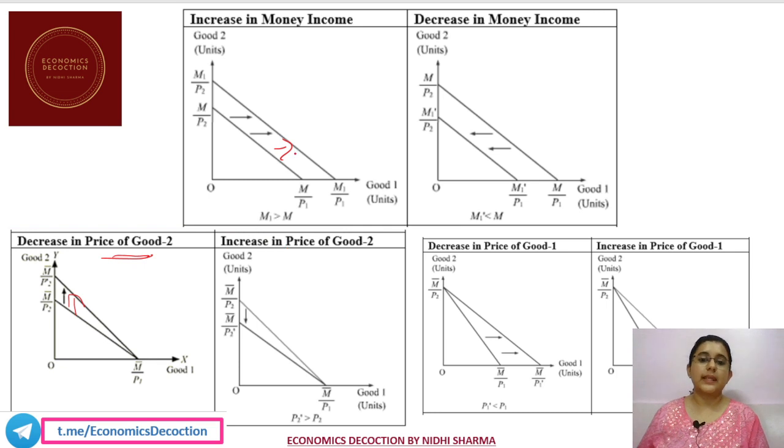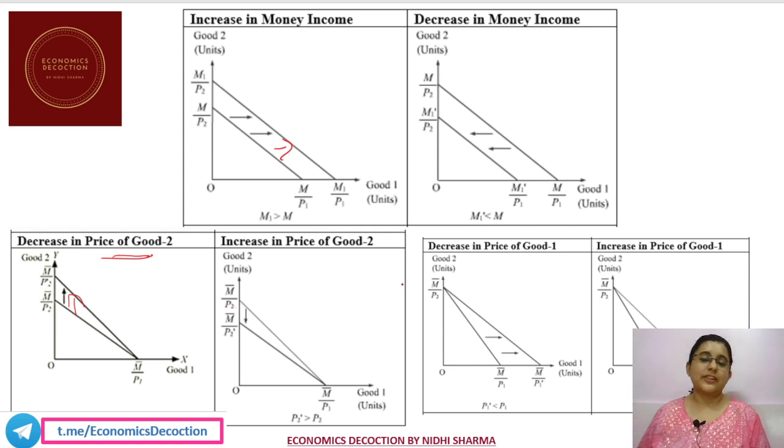The opposite happens when there is an increase in price of good 2. So when there is an increase in price of good 2, the budget line swivels in the downward direction, and this represents that the consumer can basically purchase less of good 2 given his money income. The reason is that good 2 has become expensive. That's the reason why the budget line has swiveled in the downward direction.